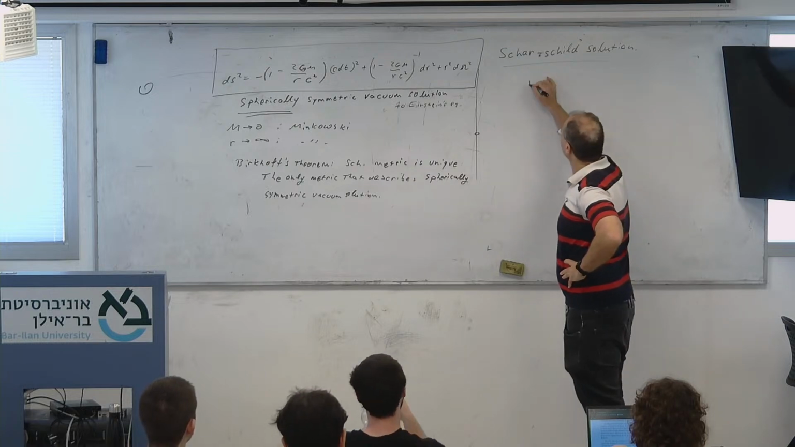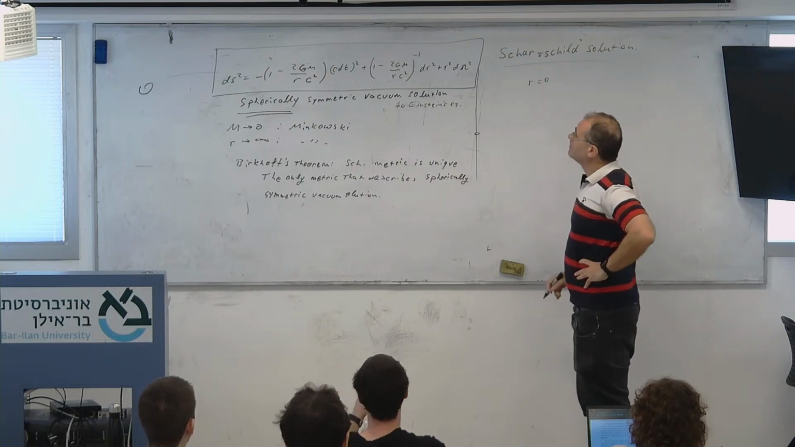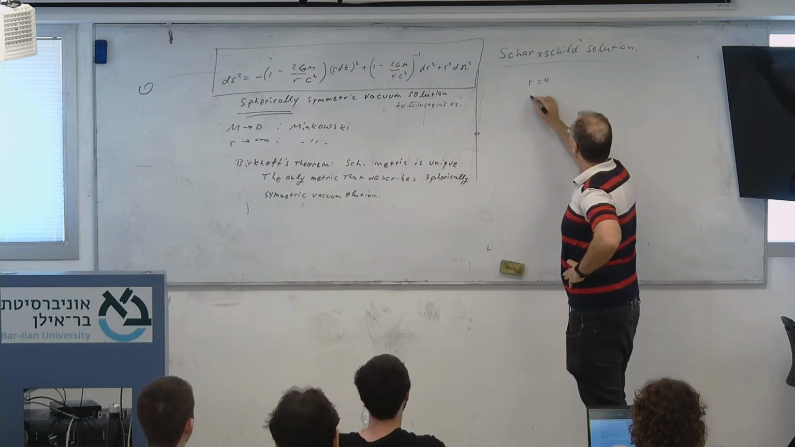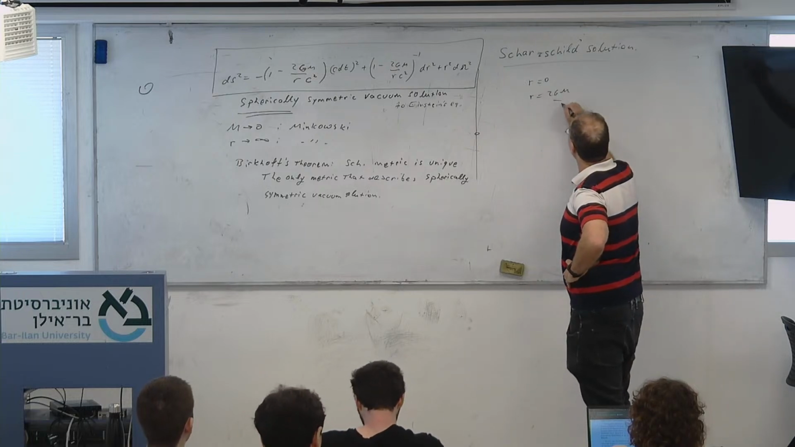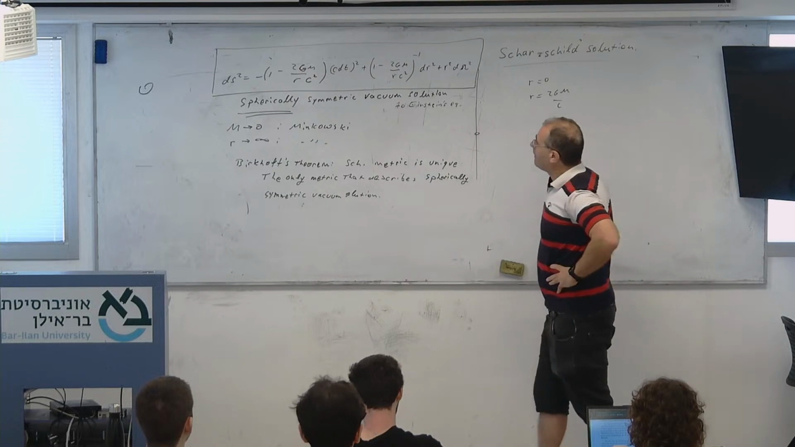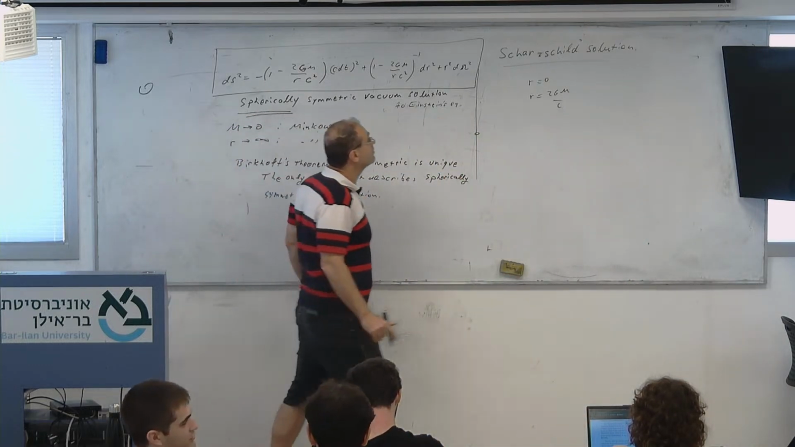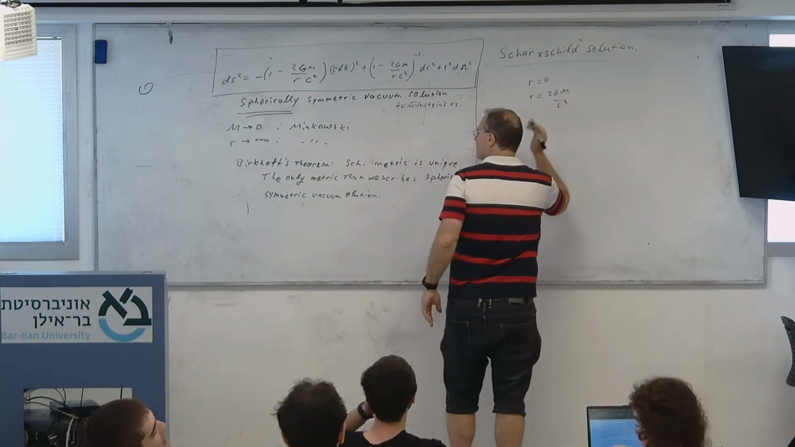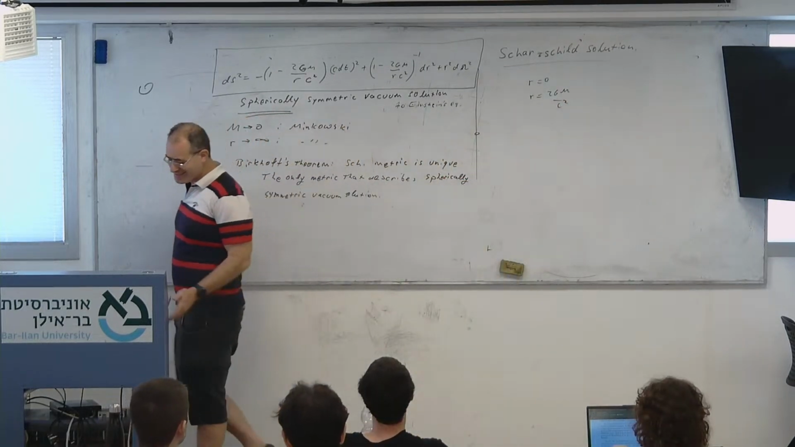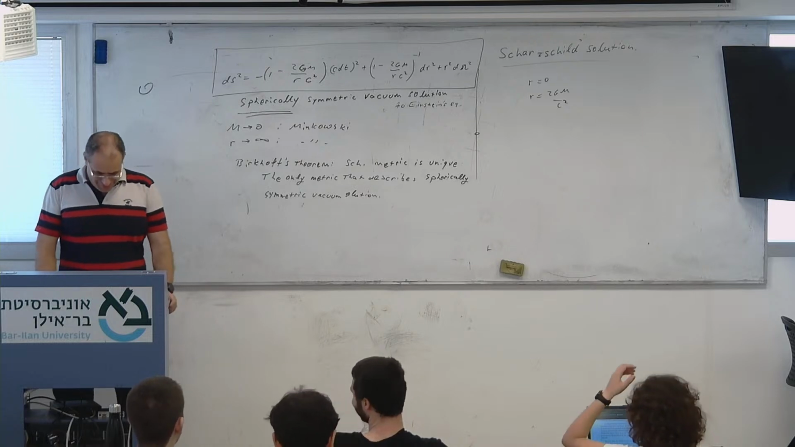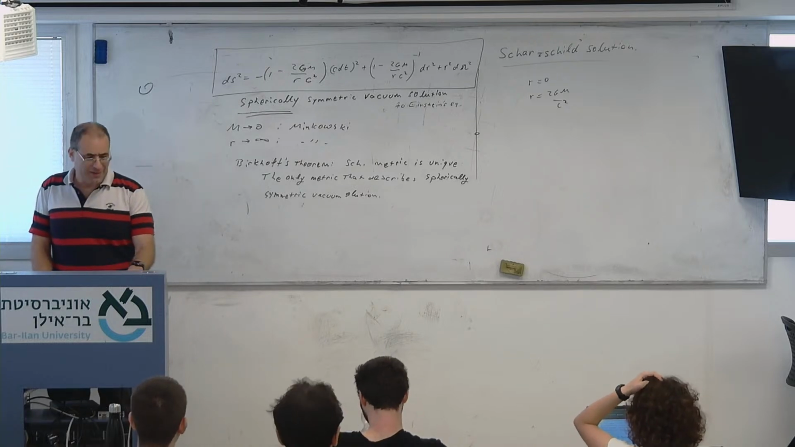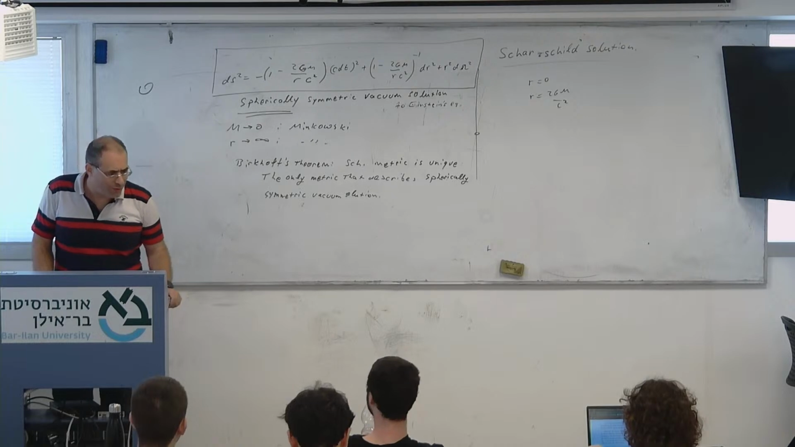Right, so you have r equal to 0, and r equal to 2GM over c squared. Something bad. C squared. C is 1. Right, so something may go wrong.